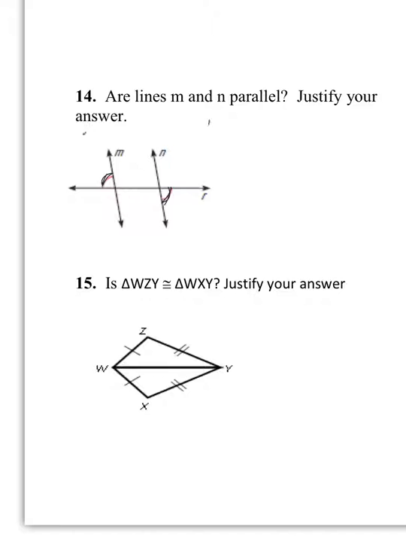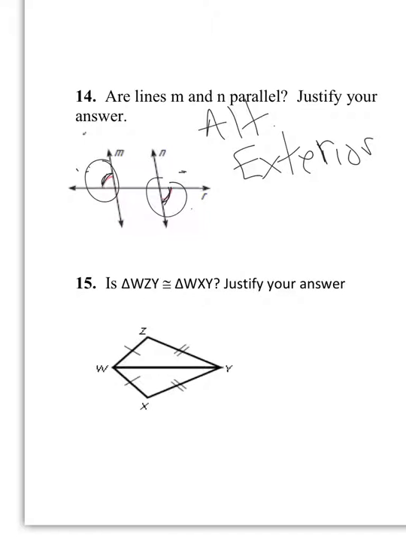These angles are alternate exterior angles. Okay? They are on opposite sides of the transversal, one above, one below, and they are outside the 2 lines. Okay? One of our rules is, in the converse, if alternate exterior angles are congruent, then the lines are parallel. These are congruent, so yes, they are parallel, and that's your justification. Alternate exterior angles are congruent.